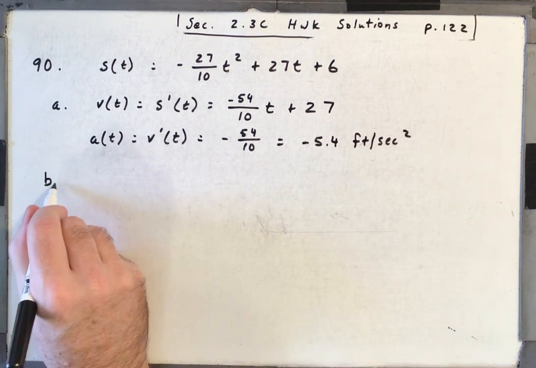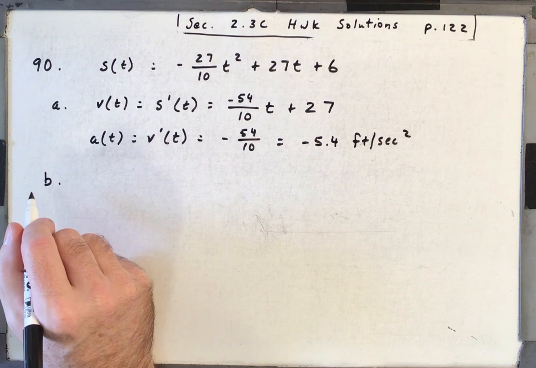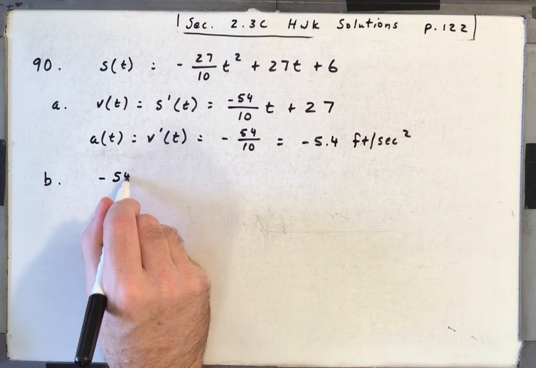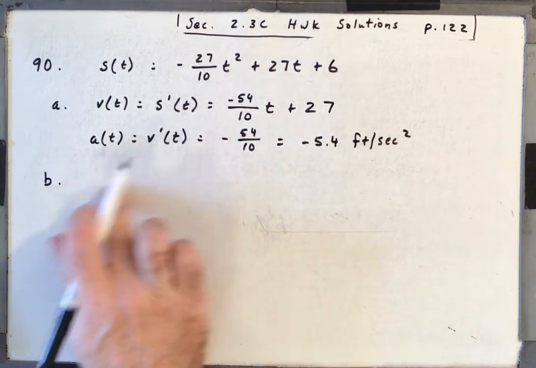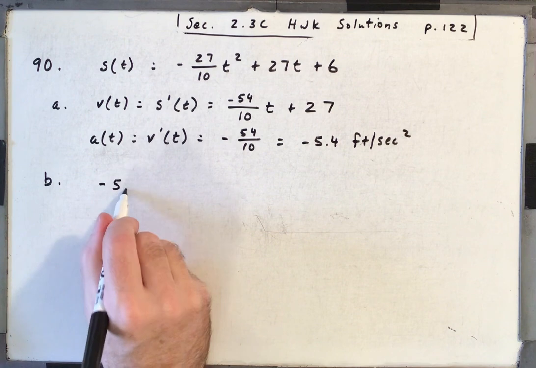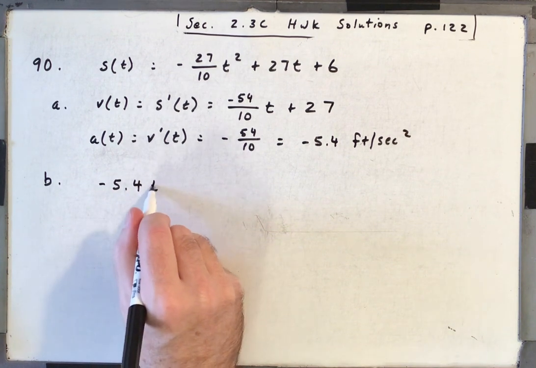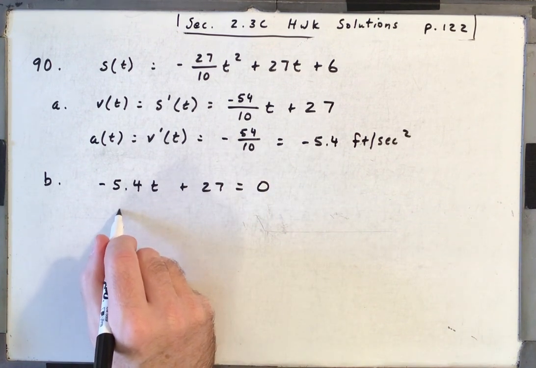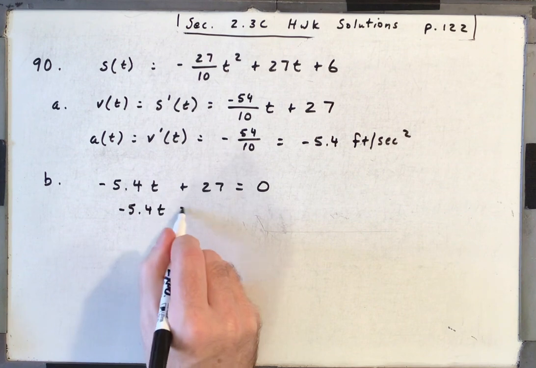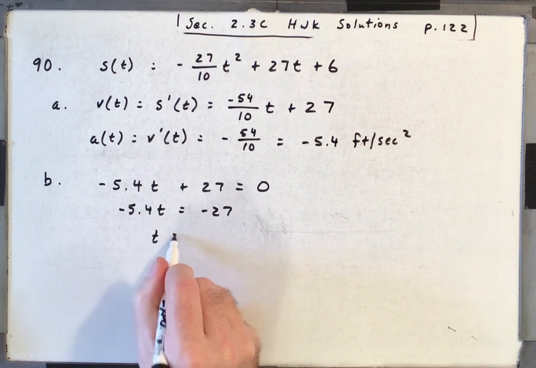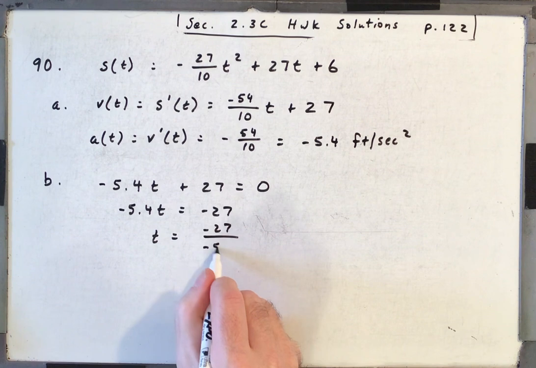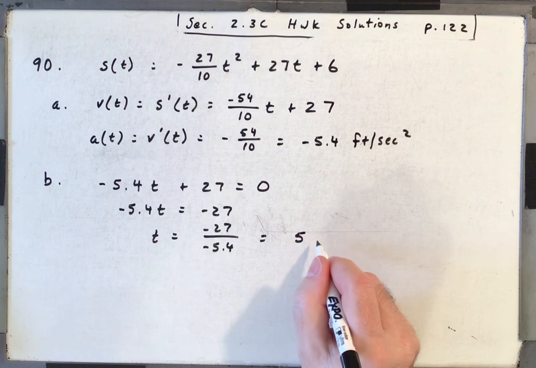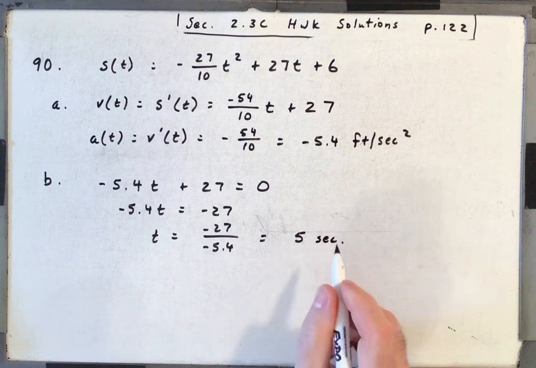All right, part B says find the time when the rock is at its highest point by finding the time when velocity is equal to 0. Let's change that negative 54 over 10 to negative 5.4. It's a little easier for your calculator, right? Negative 5.4t plus 27 equals 0. So we have negative 5.4t equals negative 27. So t is negative 27 over negative 5.4, and that is 5 seconds. So nice round number there.